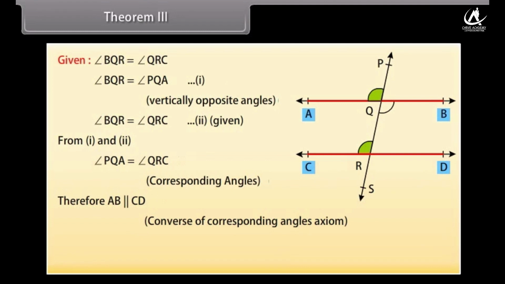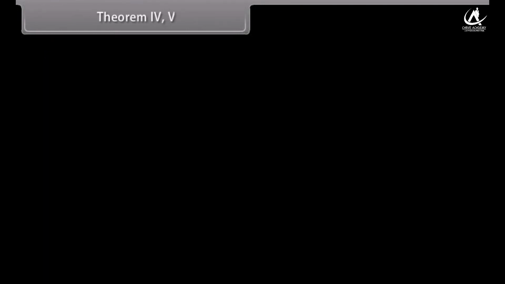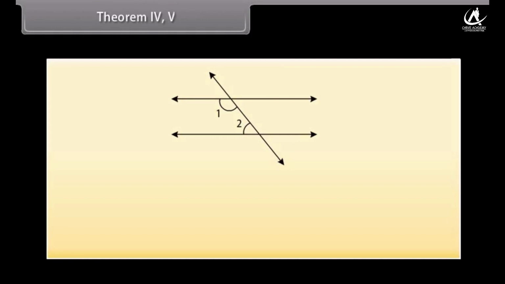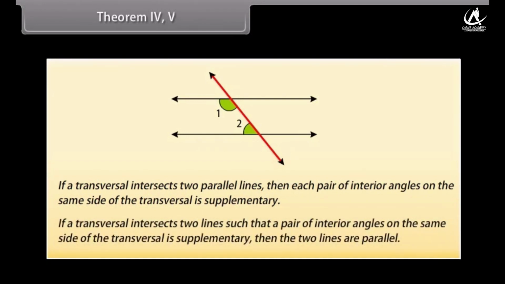This result can be stated as a theorem which is, if a transversal intersects two lines such that a pair of alternate interior angles is equal, then the two lines are parallel. Theorem 4 and 5. There are two more theorems related to interior angles on the same side of the transversal. If a transversal intersects two parallel lines, then each pair of interior angles on the same side of the transversal is supplementary. If a transversal intersects two lines such that a pair of interior angles on the same side of the transversal is supplementary, then the two lines are parallel.